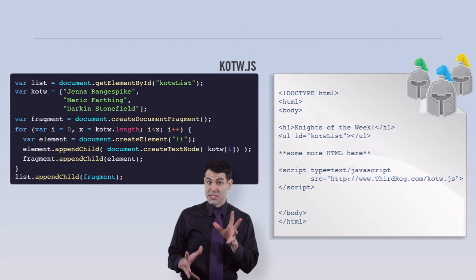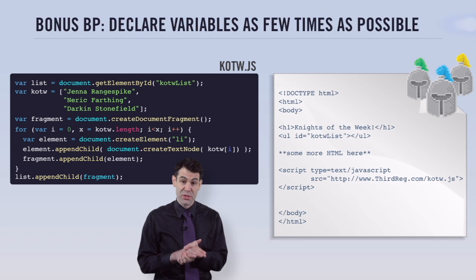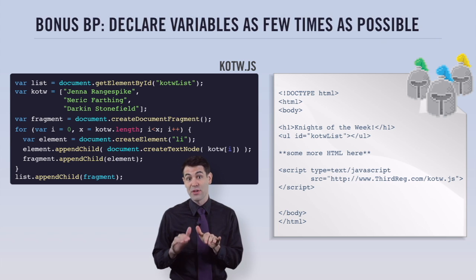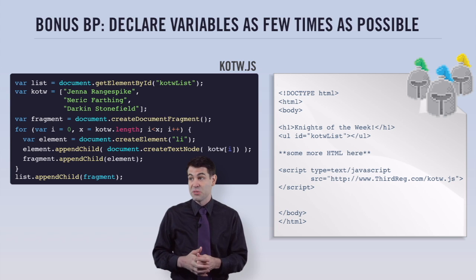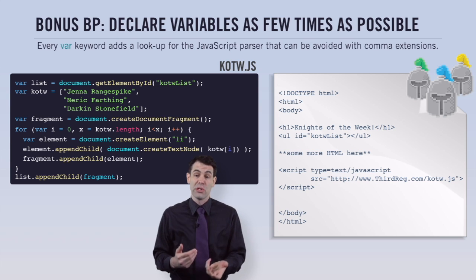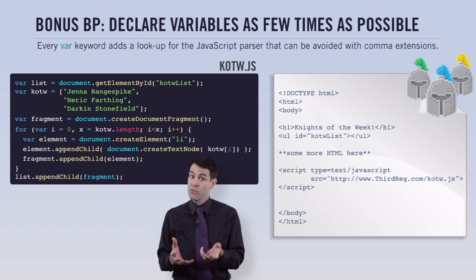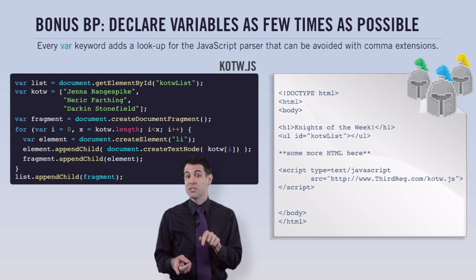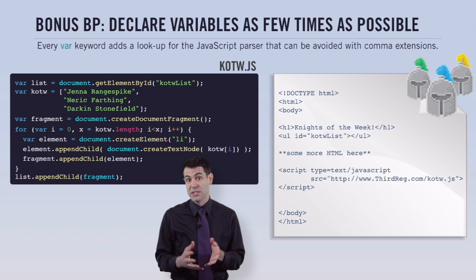Now we're going to give you a little bit of a side bonus best practice here. We want to make sure that you declare variables as few times as possible. That's because every time you use one of those var keywords, it's going to add an extra lookup for the JavaScript parser, and that can be avoided with those comma extensions that we saw in the first section of this level. Let's take a look.